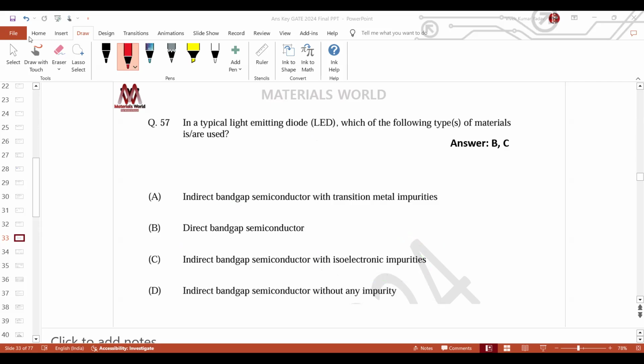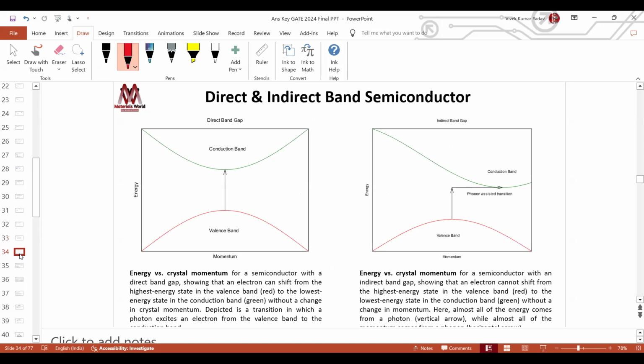Because this video is already too long, I think I have to upload it in more than one part, but that's okay. You have to learn it very quickly and efficiently. So for direct and indirect band semiconductors, this is a typical diagram that you have to remember at any cost. This is the diagram that I have given you once again; I've already given this in the GATE test series as well.